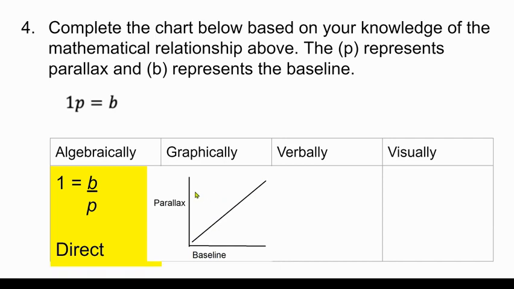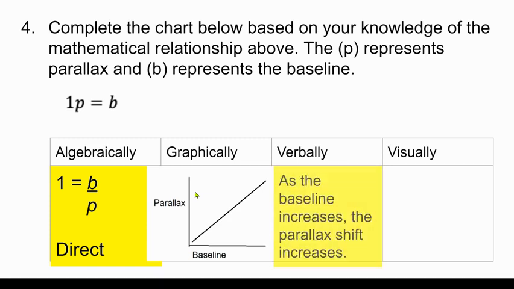Our verbal statement should be to put that relationship into words. As the baseline increases, the parallax shift increases. And finally, visually, we should be able to show that as one goes up, the other goes up.